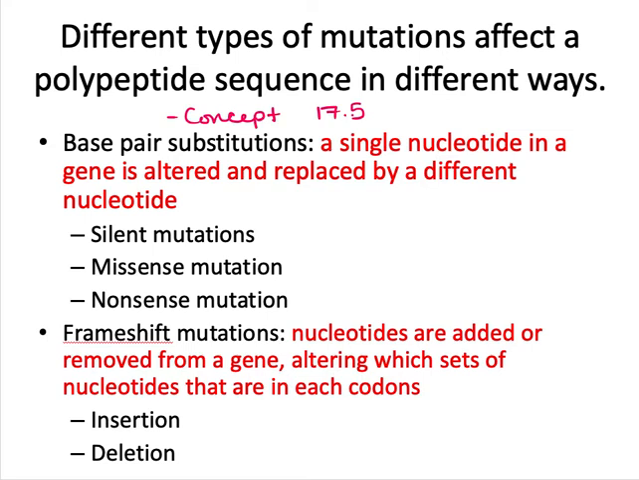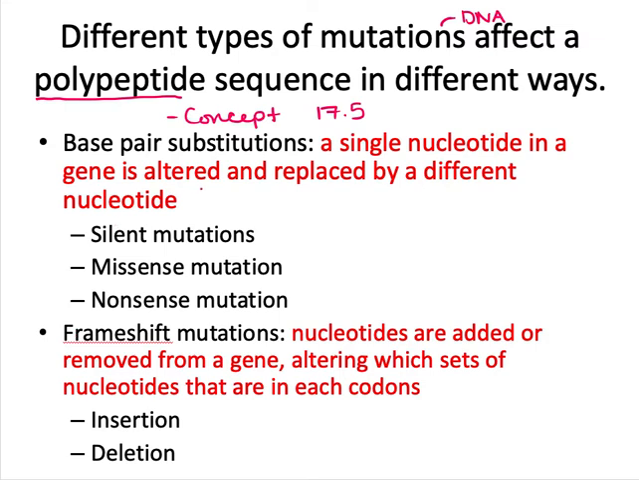All right, so we've got different types of mutations. These mutations occur in DNA. So mutations happen in our DNA, but that will affect the messenger RNA that's formed, and then that might affect the protein or the polypeptide that's formed as well. So the first type of mutation is called a base pair substitution.